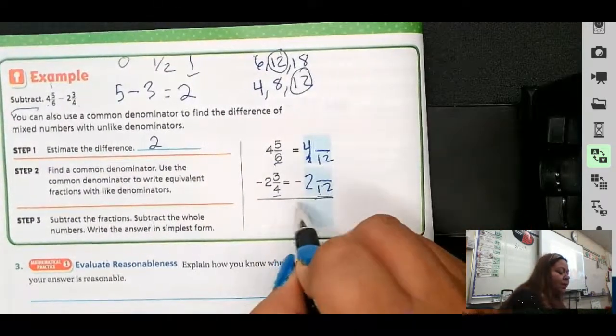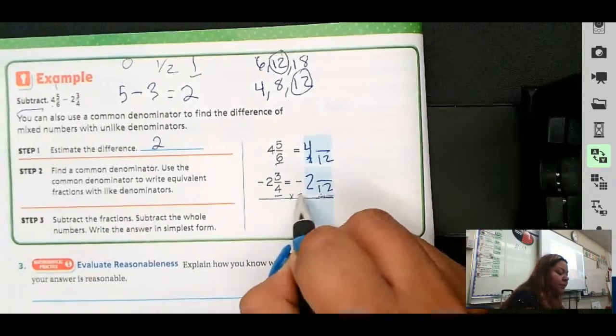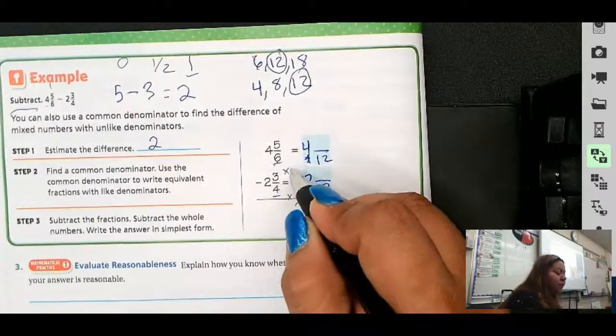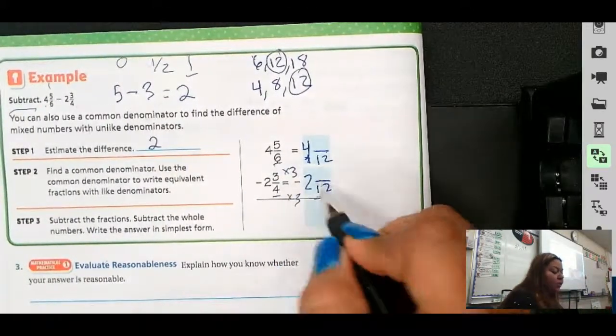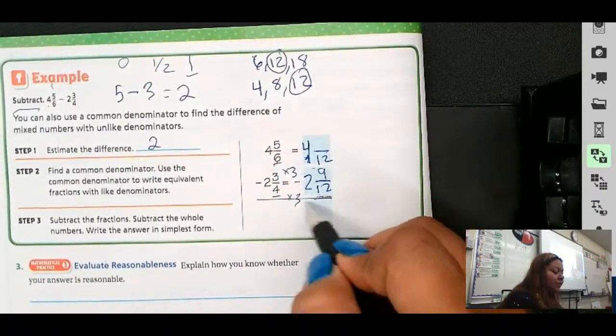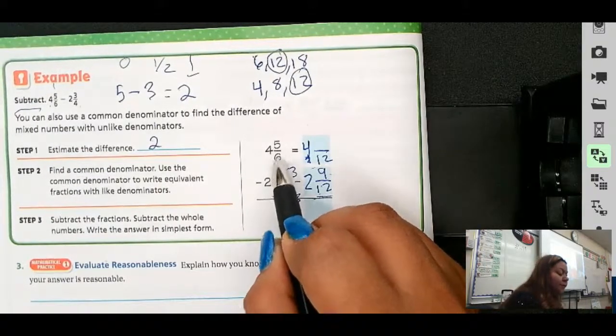Okay, so 4 times what number equals 12? 3. So I'm multiplying by 3. If I do that to the denominator, I do that to the numerator. What's 3 times 3? 9. Now let's do the top one. See, this is my equivalent fraction for 2 and 3/4. Now let's find the equivalent fraction for 5/6.